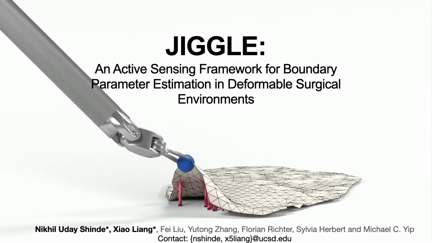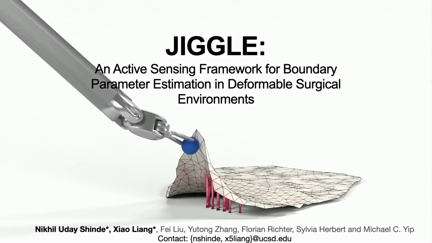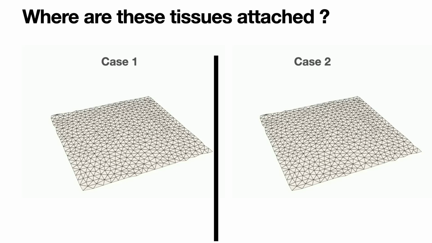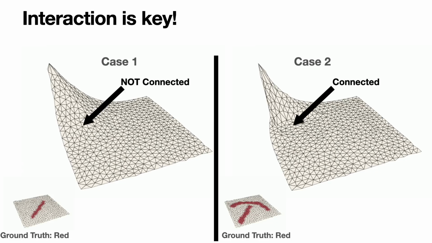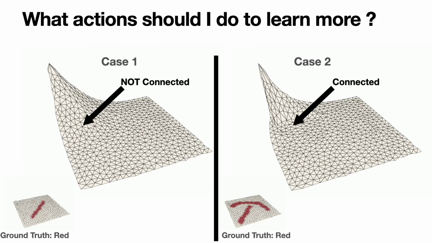I'm a PhD student at UC San Diego, and today I'm presenting our work, JIGGLE. Consider the problem presented by these two deformable tissues. Now, just by looking at them, can you tell me where they're attached to the environment? No, right? To do this, you need to actively interact with the environments. And the natural next question is, well, what actions should you take next to uncover more?